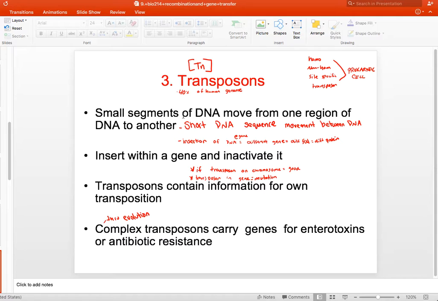Transposons are small segments of DNA which move from one region to another. They are inserted into different parts. When you insert one within a gene, it will inactivate it because the gene will not express a protein. However, if the transposon is put in the chromosome, you'll be fine. You won't have any mutations. It is a mutation, but it's a silent mutation. Through evolution, you have transposons which carry enterotoxins and antibiotic resistance.